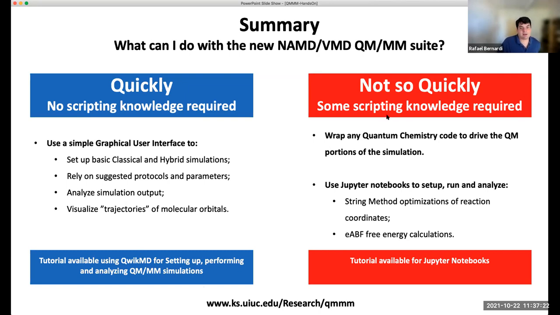Not so quickly, you can also do it, but you're going to need some scripting knowledge. You can wrap any quantum package code, you can use your own code if you want for doing the simulations. And you can use Jupyter notebooks, Python notebooks, to run and analyze the string method optimization in EABF. There is a tutorial available for that too, but it's a Jupyter notebook tutorial. It's a step-by-step scripting tutorial that shows you how to simulate and how to get these free energy calculations done. This is not a simple simulation to do, I can tell you right away.